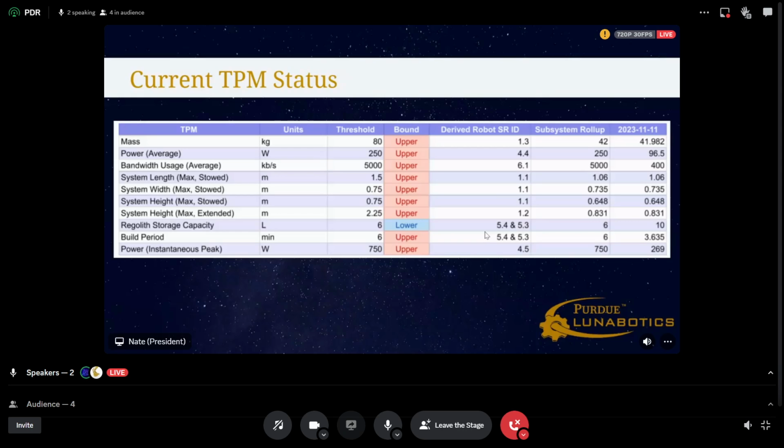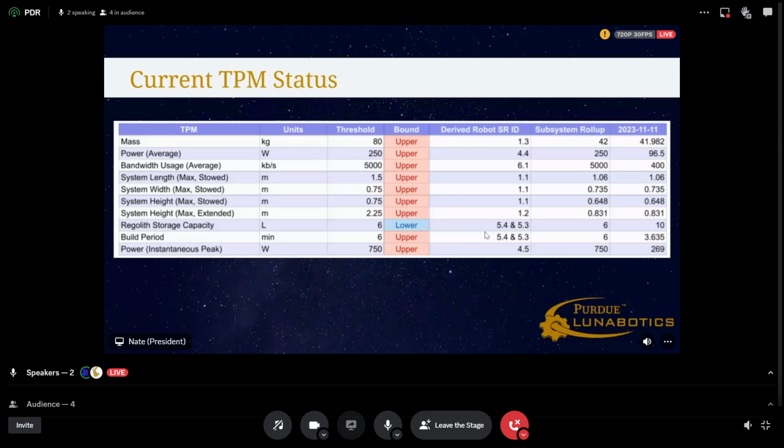Over here, the TPMs, we have units such as mass, power, bandwidth usage, all the geometrical constraints. We have capacity for regolith to be stored and the build period. This is to make sure that we're depositing enough and building enough during the competition, and power, instantaneous power usage.